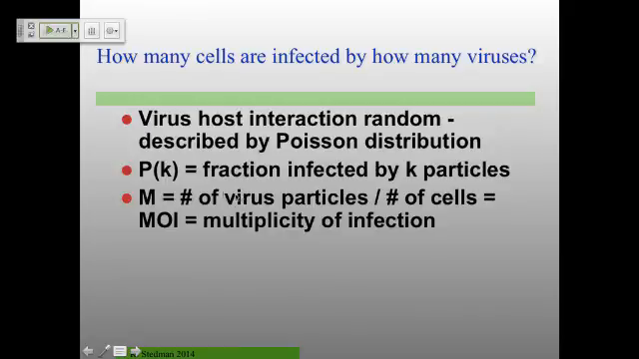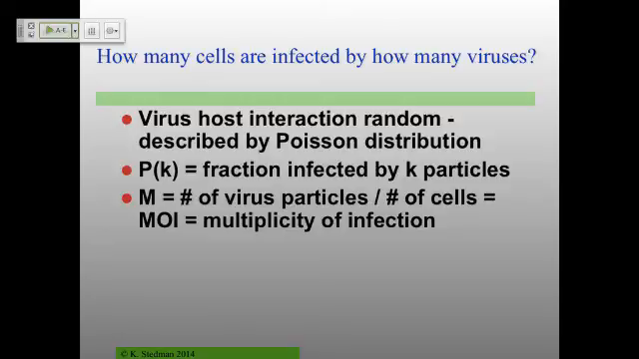M is the number you start with. So the number of PFUs you put together with the number of cells, also known as the multiplicity of infection. We've talked about this, hopefully, almost ad nauseam now. Number of PFUs per number of cells is your MOI. Now, why is this important?